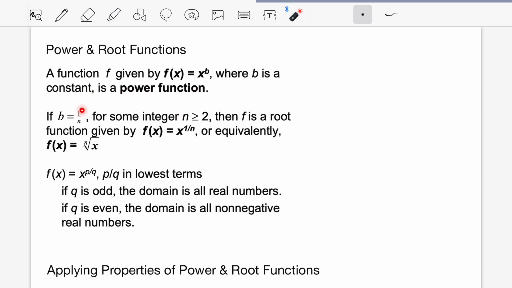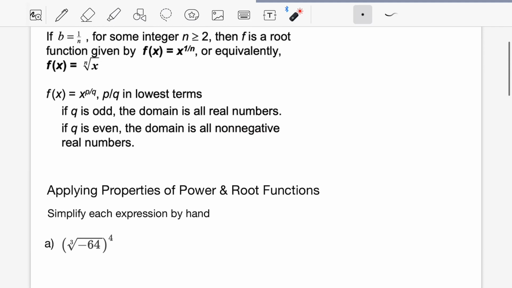Now, if b is equal to 1 over n, for some integer n greater than or equal to 2, then f is called a root function, and it's given by this. Another way to write this is with the radical symbol, and we say that this is the nth root of x. Now, if f of x is equal to x to the p over q, where this fraction p over q is in lowest terms, if q is odd, the domain is going to be all real numbers, and if q is even, the domain is going to be all nonnegative real numbers.